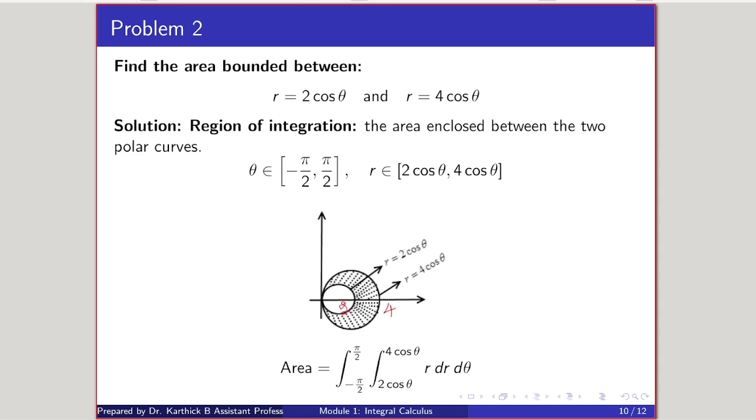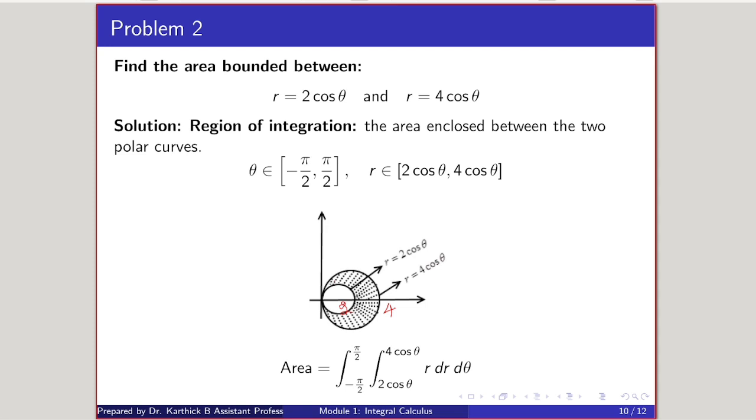So the diameter of each circle will take the value of a. So here the value of a equal to 2, that will be a small circle with the diameter 2, and r equal to 4 cos theta will be a circle which has diameter 4.